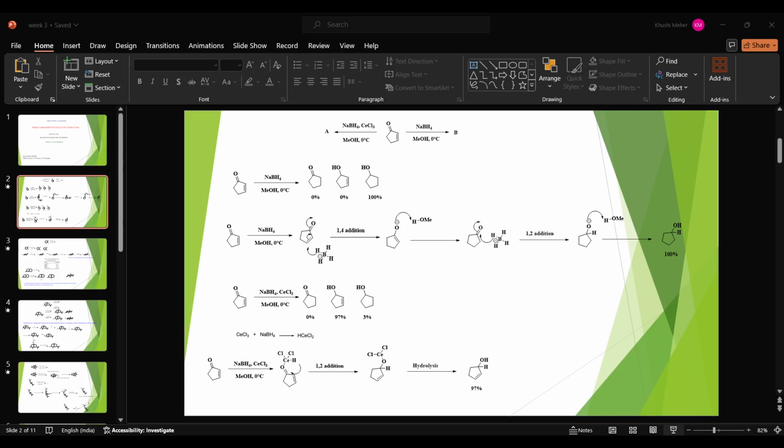But that's okay. What will be the product we'll get in this case? And you should also tell the selectivity, which isomer we will get as a major product.